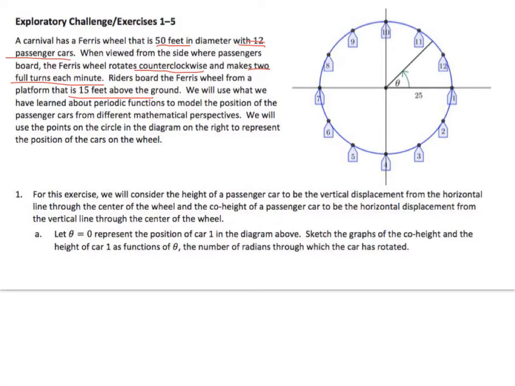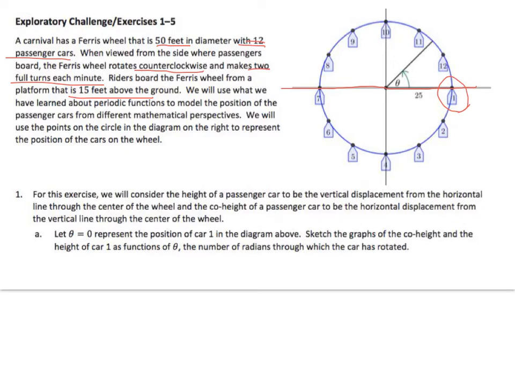Alright, for this exercise, we will consider the height of a passenger car to be the vertical displacement from the horizontal line through the center of the wheel. So right there. And the co-height of a passenger car to be the horizontal displacement from the vertical line through the center of the wheel. Let theta equal 0 represent the position of car 1 in the diagram above. Okay, that's theta equals 0.